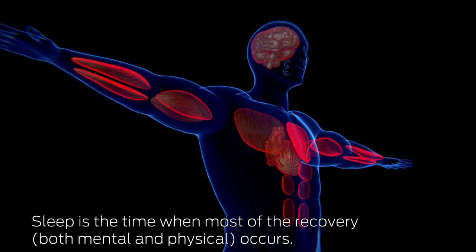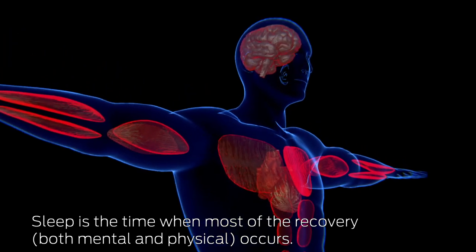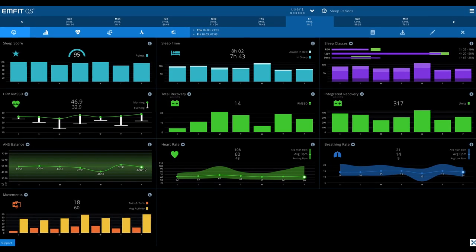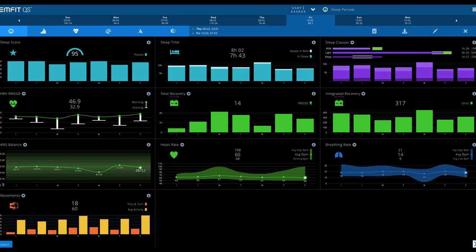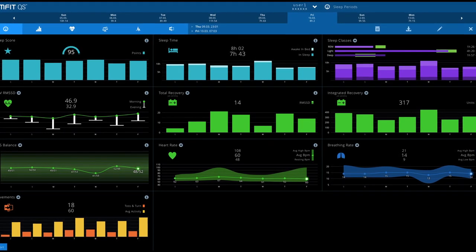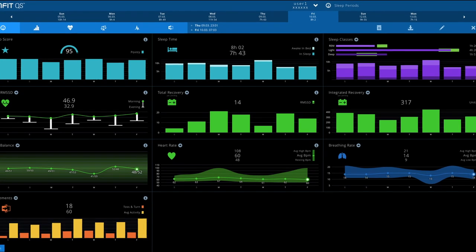For me, it's crucial to know the condition of my body each morning so I can optimize my training and achieve maximum long-term results. With Emfit QS, I get a complete breakdown of my sleep and heart rate variability automatically, without attaching anything to my body.